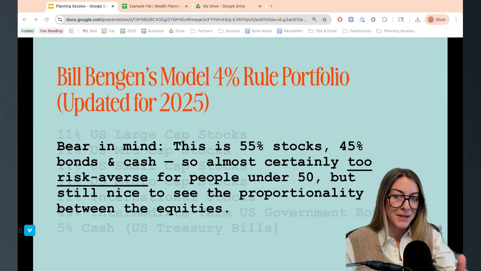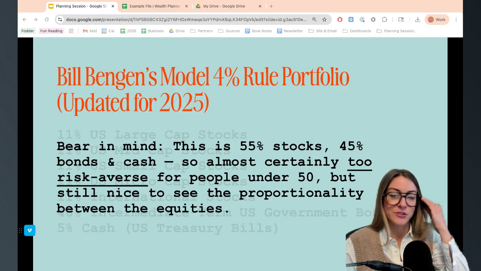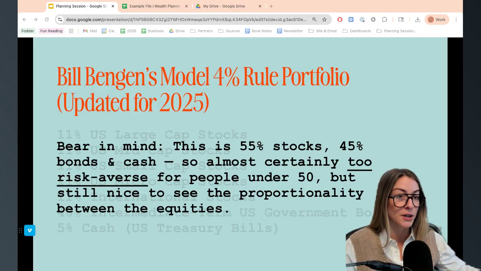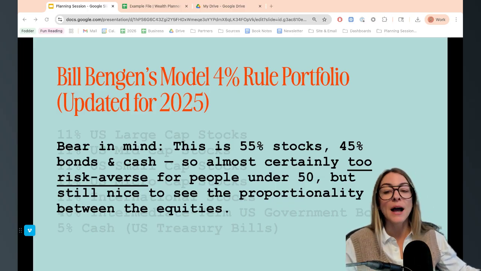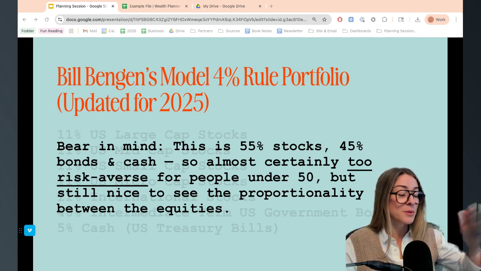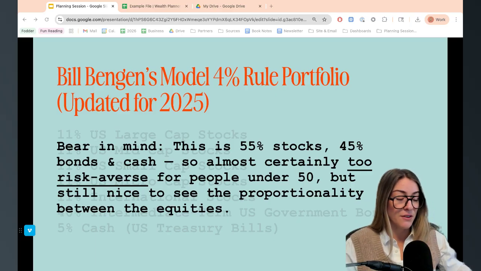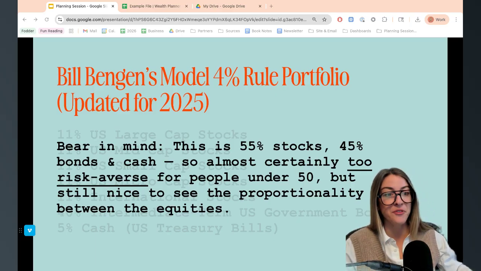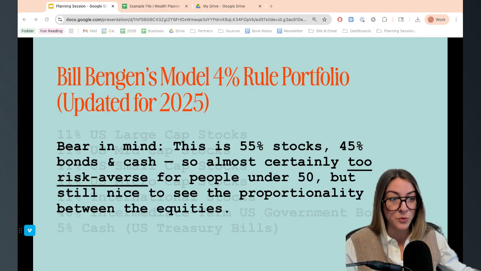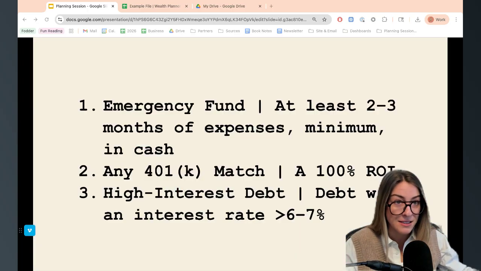So just another message here. This is 55% stocks, 45% bonds and cash. This is probably going to be too risk averse for almost everybody under 50, and honestly, a lot of people over 52. But I wanted you to see it because I want you to get an appreciation for the amount of diversification and proportionality between the funds that he was pointing out. You'll also notice there's no crypto, there's no individual stocks. You're going to get enough tech exposure in your S&P 500, your US large cap fund. You don't need to add more with additional single tech stocks.